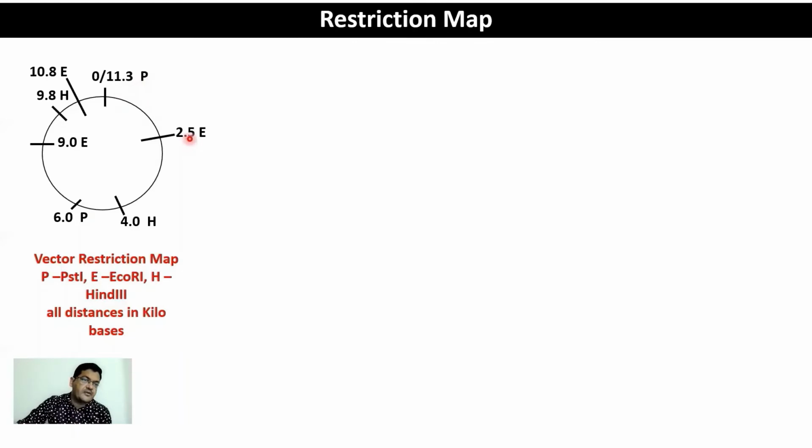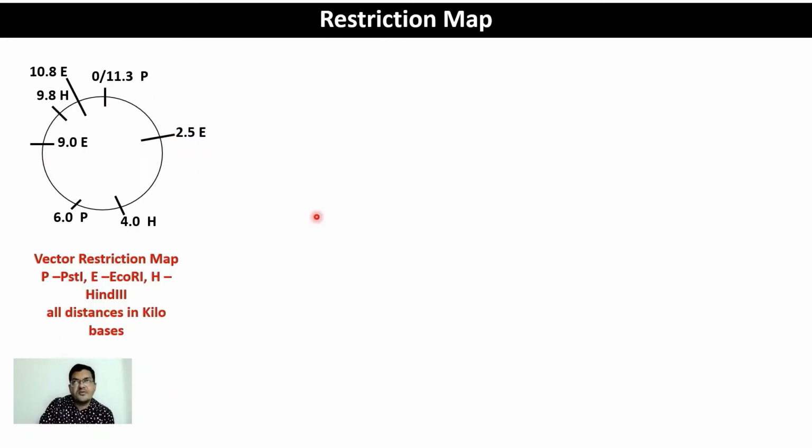If you want to calculate the distance between EcoR1 and HINT3, this would be 4 minus 2.5, or 1.5 kb. Likewise, the distance here would be 6 minus 4, or 2 kb. Here it would be 3 kb, and so on and so forth. So that is the whole idea of restriction map.